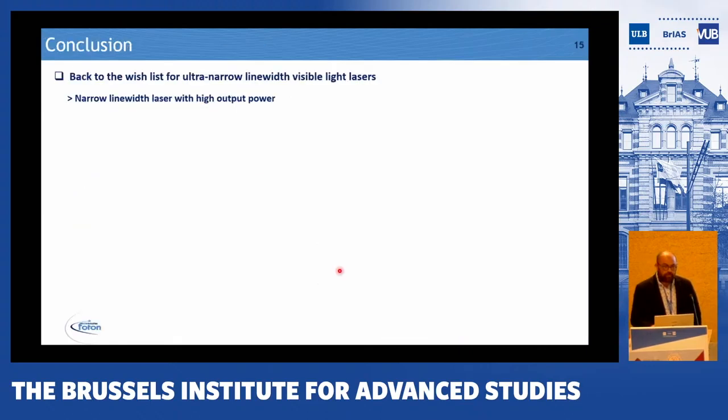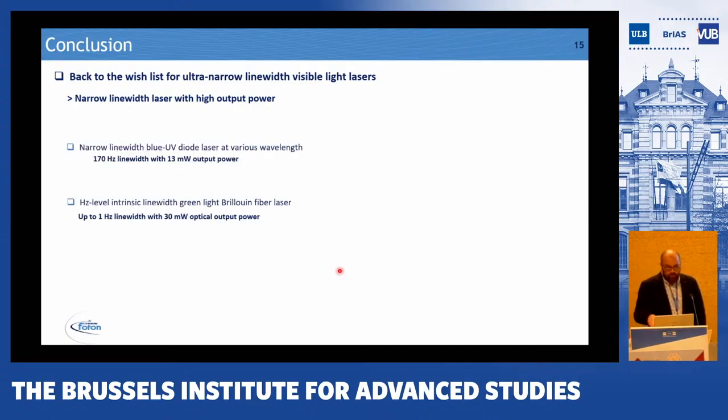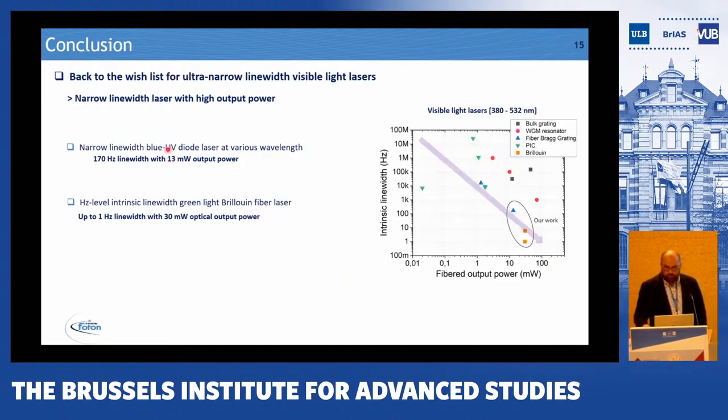So let me come back to my conclusion and to this wish list for ultra-narrow linewidth lasers. We demonstrated some narrow lasers with hertz to hundreds of hertz linewidth, but not with high powers yet. It's still moderate power, in the range of a few tenths of milliwatts. So here I draw the target, which is to reduce the linewidth and to increase the pump power. So we have to follow this arrow.